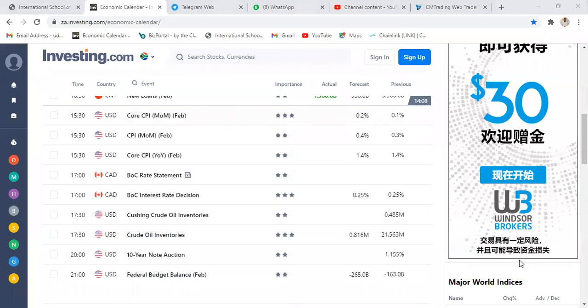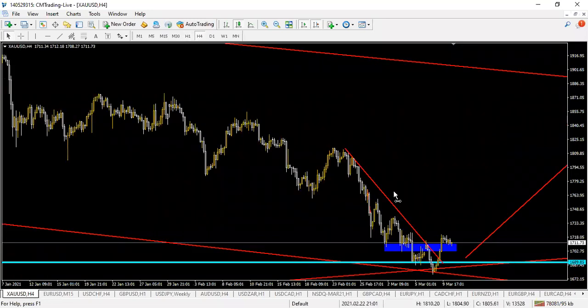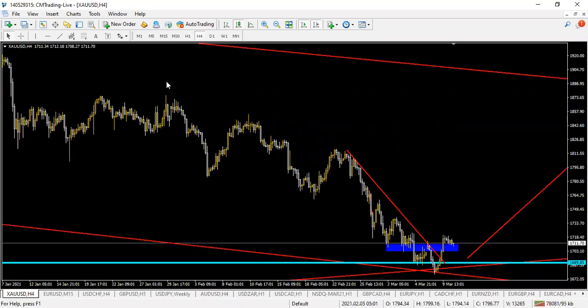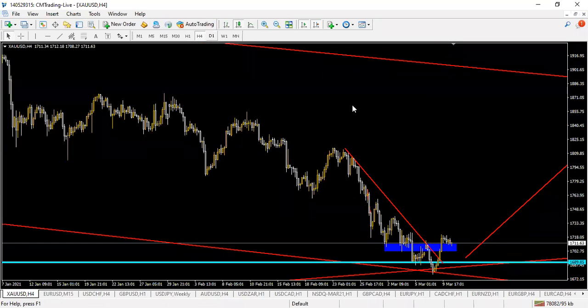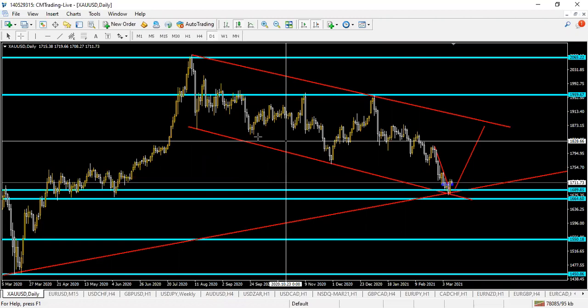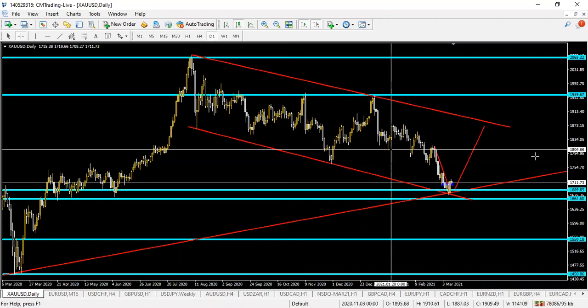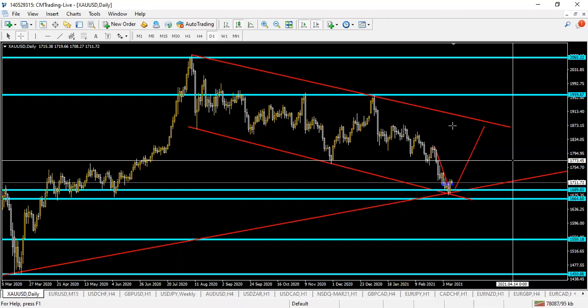Now let's go into the market and show you what's happening and what is expected in the market. I'm going to start off with XAUUSD, which is gold. We discussed XAUUSD on Monday, and I'm going to give you a recap. On Monday I drew this structure, and if you haven't seen it, just go to our YouTube channel and see the video that we made on Monday.